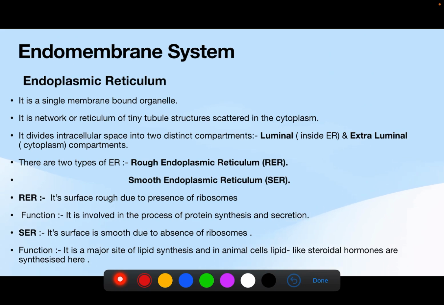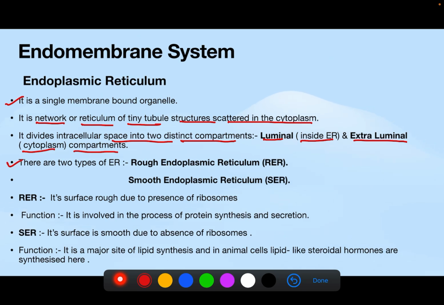Next, we have the endomembrane system. The endomembrane system consists of endoplasmic reticulum, Golgi apparatus, lysosomes, and vacuoles. Endoplasmic reticulum is a single membrane-bound organelle. It is a network, or a reticulum, of tiny tubular structures scattered in the cytoplasm. Now, the intracellular space is divided into two distinct compartments: luminal, which is present inside the endoplasmic reticulum, and extraluminal, which is present outside the endoplasmic reticulum, the cytoplasmic compartment.